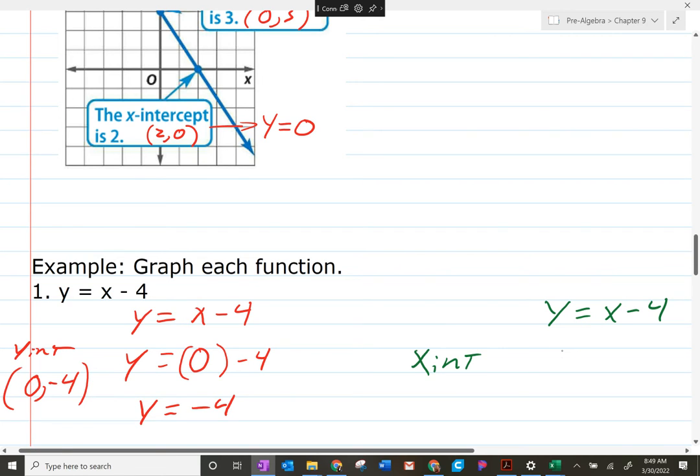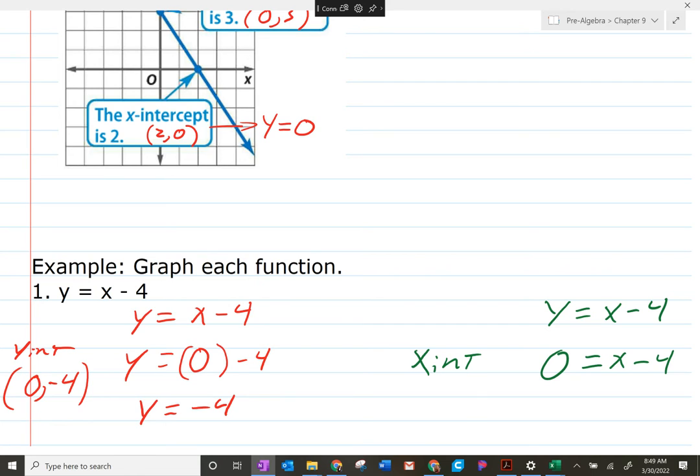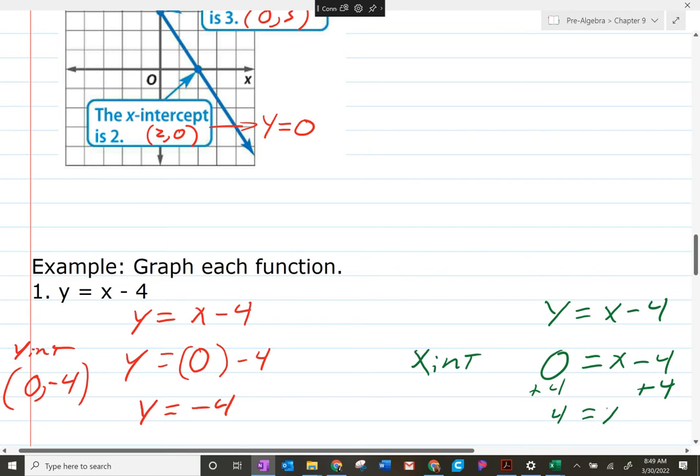Fantastic. Now I've got 0 equals x minus 4. I have to get the x all by itself. Add 4 to both sides. He gets a gold star today. If I had a gold star, I would give you one. I'm coming tomorrow with one. Okay. Plus 4 to both sides. I got 4 equals x, meaning my ordered pair for this one is going to be 4, comma, 0.